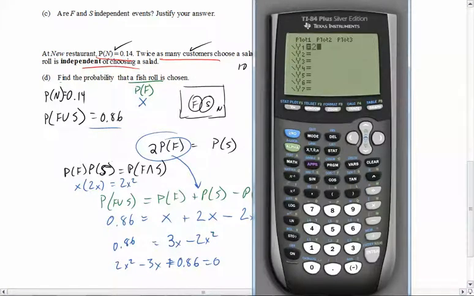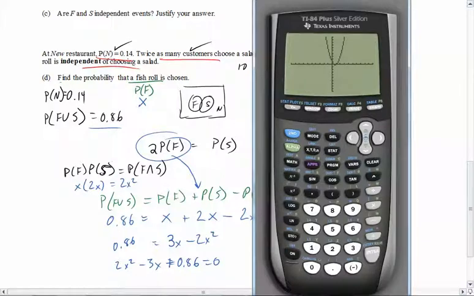So I'll go 2x squared minus 3x plus 0.86. Yep, I see that the 8 and the 6 didn't show up, and neither did the 3. So I have to go back over there and insert the 3. Okay, there we go: 2x squared minus 3x plus 0.86. And then I'm going to go ahead and graph it, and hopefully I get a graph.